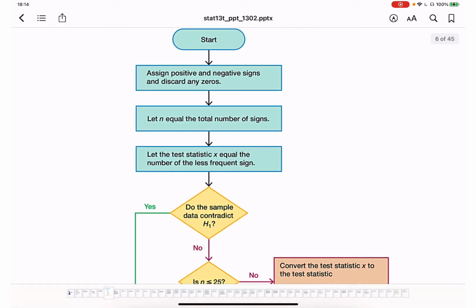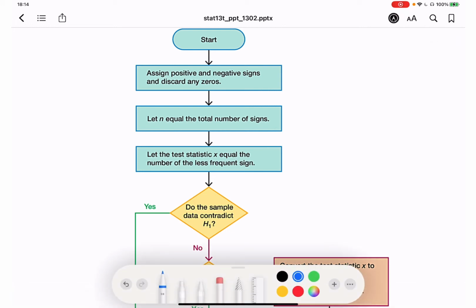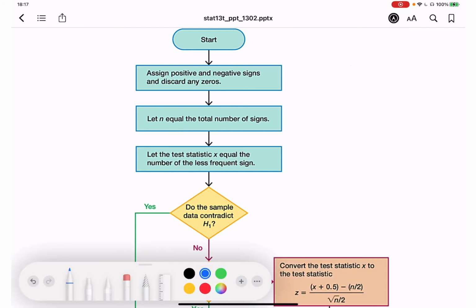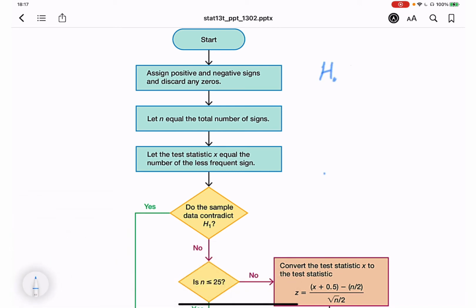We are going to start assigning positive and negative signs and discard any zeros. How are we going to do that? So let's say we are testing the median, and let's say we have a value k for the median. If we have, let's say, less or equal, 150, for example, that means all values from the data that are less than 150, we will put negative, minus. Whatever data is greater than 150, we will put plus. But if we have equal, we put 0, but later on, we will ignore that 0. Okay? That's how we're going to calculate.